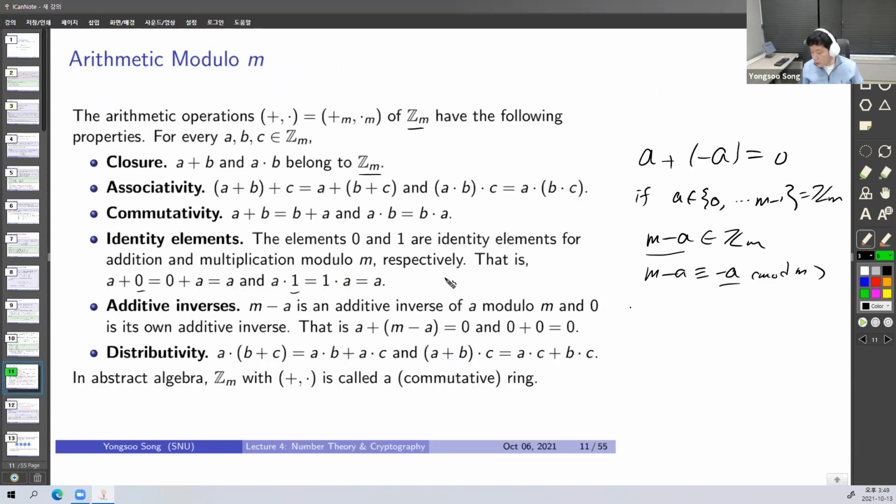And in abstract algebra, we call a set with these two operations, addition and multiplication, a ring, if it satisfies these conditions. So the set of integers, the set of rational numbers, the set of real numbers, or the set of complex numbers are all different rings. But this Z_11 is another example of a ring in abstract algebra.